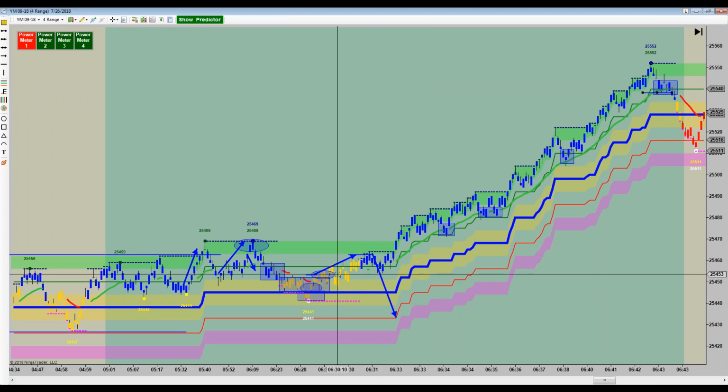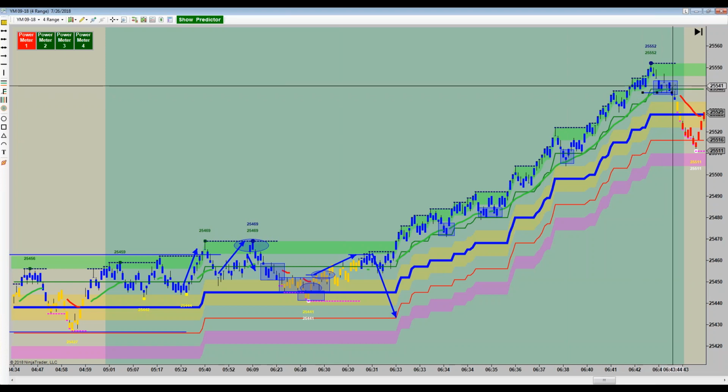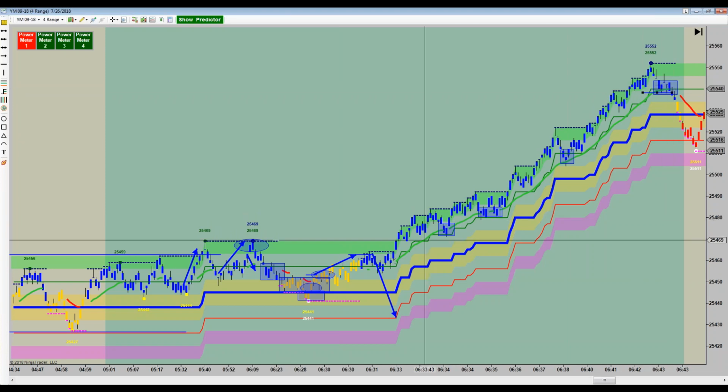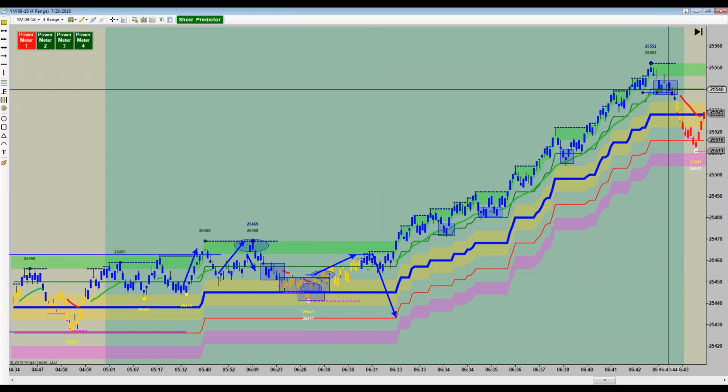So how much did the runner get? The runner got 53 to, let's use a round number here because I don't want to break out the calculator. 43 would be 90 ticks. I don't know, about 85, 90 ticks. So you got 10 ticks on the popper and 85, 90 ticks on the runner. So, 95 to 100 ticks.